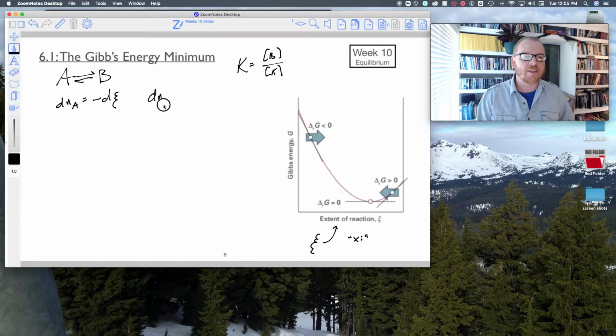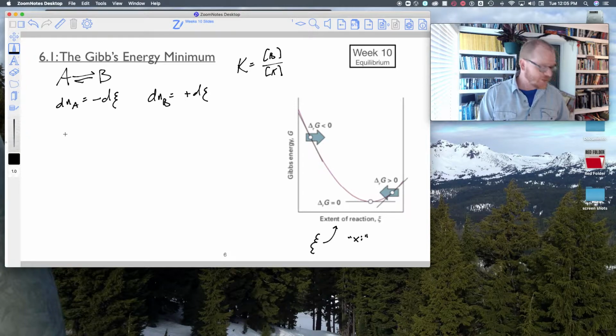I can also say then that dn_B is going to be positive dξ. And the reason why these are equal and opposite is because of the stoichiometry, because I can see A and B are 1 to 1.